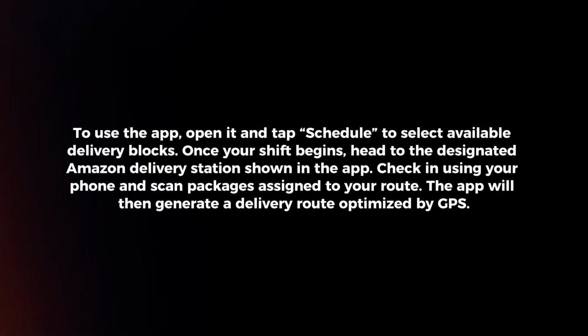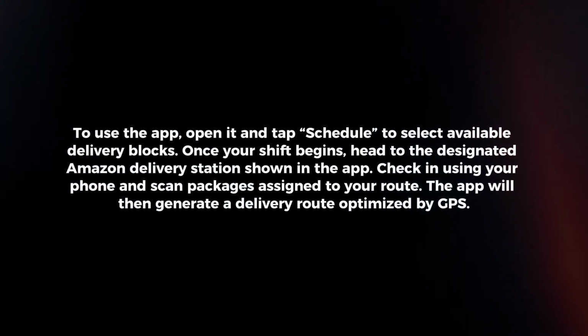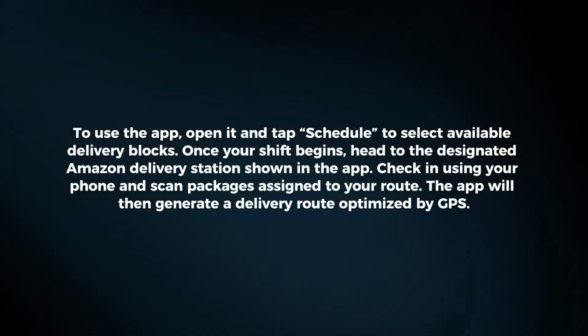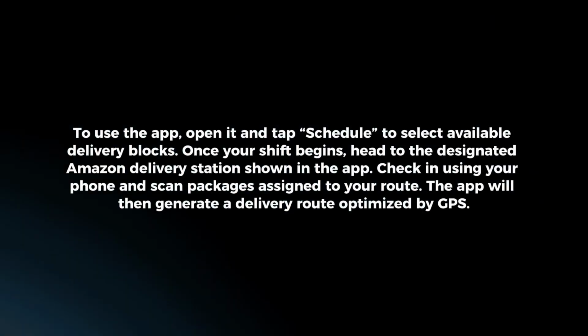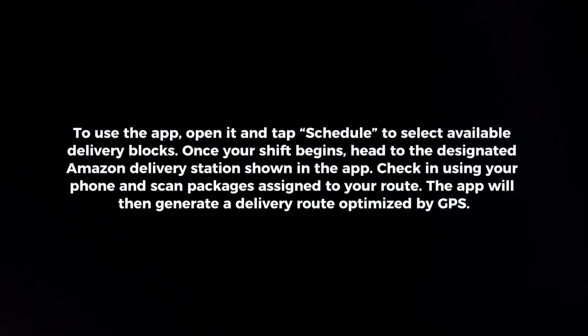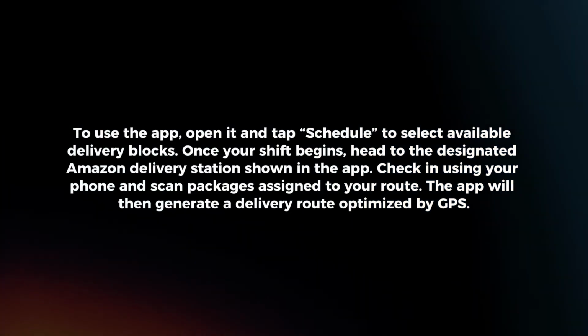To use the app, open it and tap Schedule to select available delivery blocks. Once your shift begins, head to the designated Amazon delivery station shown in the app. Check in using your phone and scan packages assigned to your route. The app will then generate a delivery route optimized by GPS.